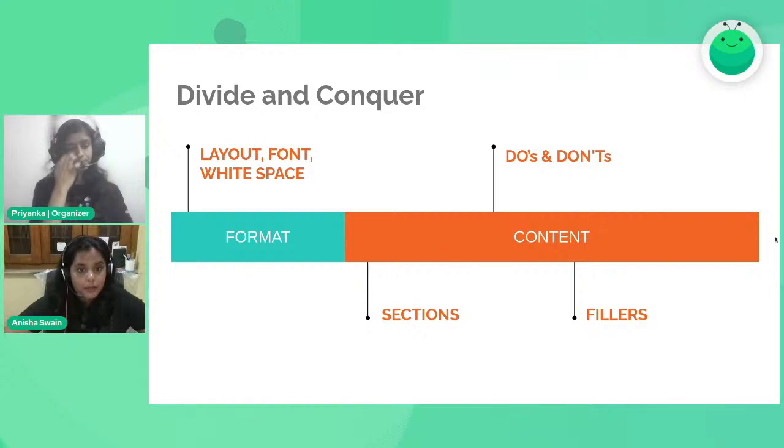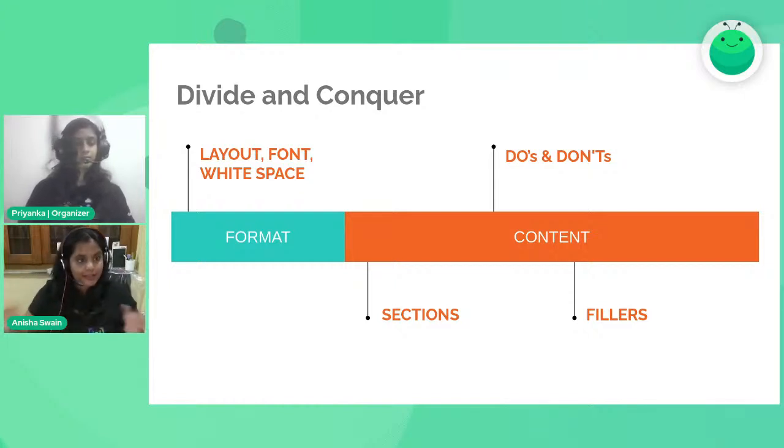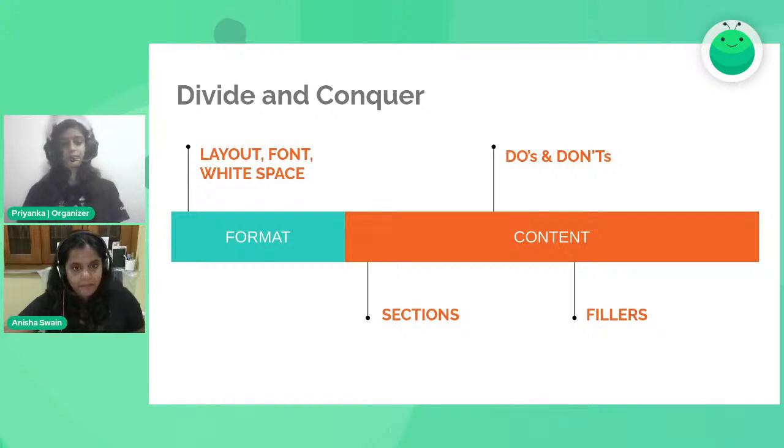Thank you. So we're going to take a divide and conquer approach here. The first thing we will look into is the format of the resume, the physical format, like the layout, font, white space, colors, and all. And then the content, which is obviously the most important part of it. What are the sections that usually get included? What are the do's and don'ts? And if we have white space, how do we fill it up? What are the fillers? So yeah, let's go ahead. Next screen, Priyanka.